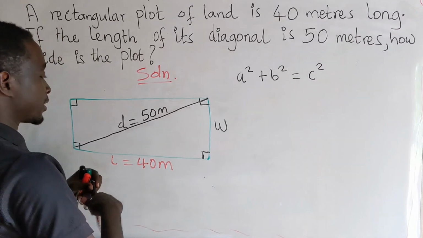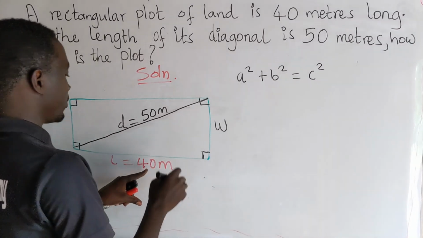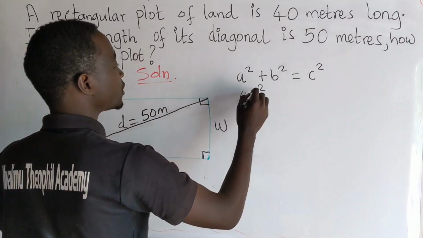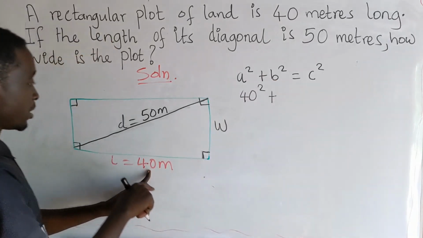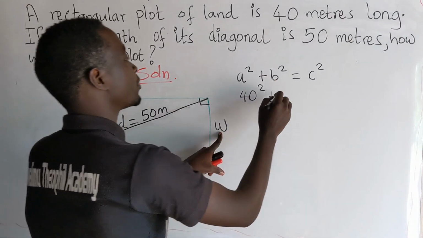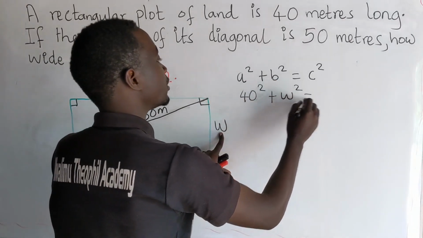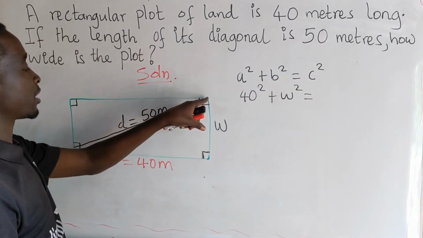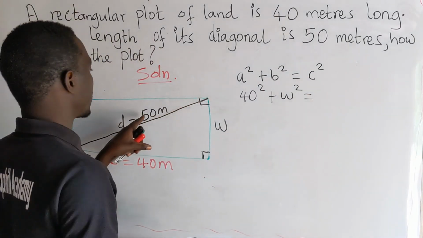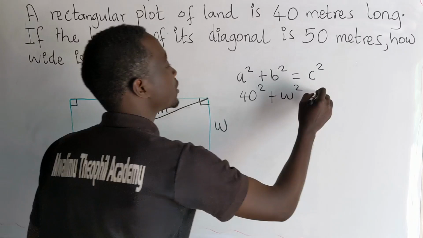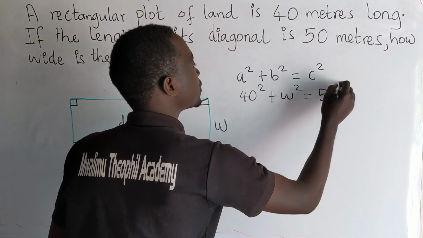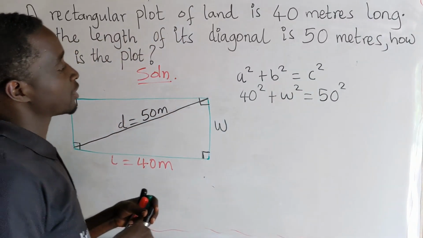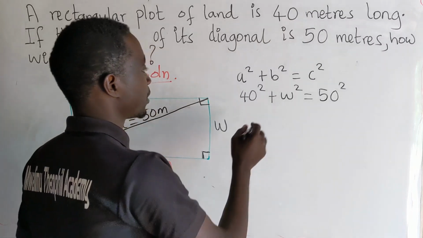Now, we may say that our A, we may take this L, which is 40 meters, square. We add with the B. Our B is this W square, is equal to C. Our C is the diagonal length, which is the hypotenuse. Now is our D, which is equal to 50 meters. Now we take 50 square. After that, we solve for W.